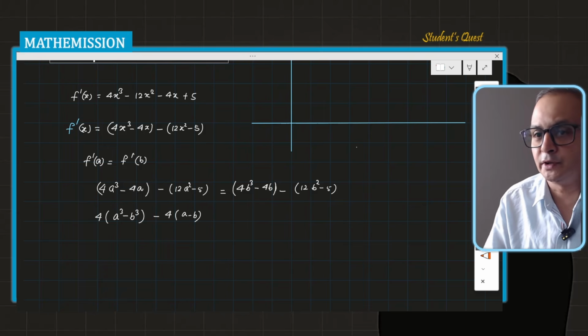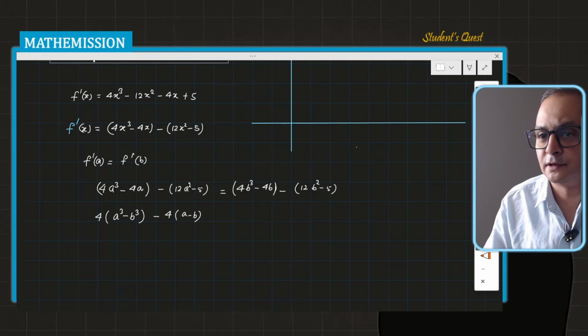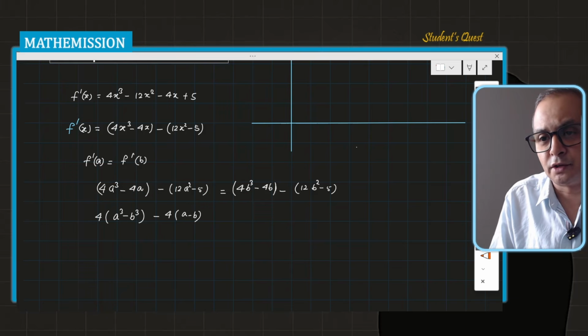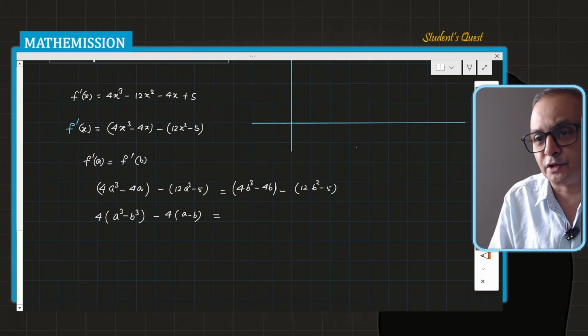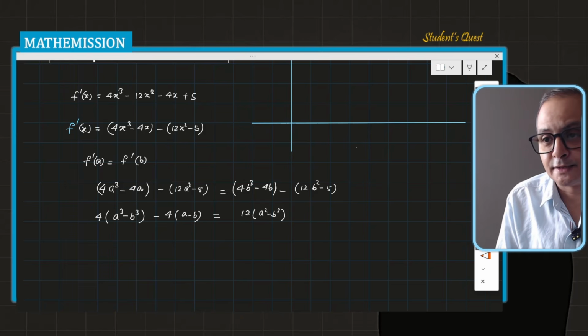You notice what I'm doing: this term and this term I'm combining, minus 4a and minus 4b I'm combining, and the 5 and 5 got cancelled. On the right hand side this gives 12 times (a squared minus b squared). I hope you understood. Now I can take a minus b as a common factor, and the 4 and 4 will also cancel against 12.